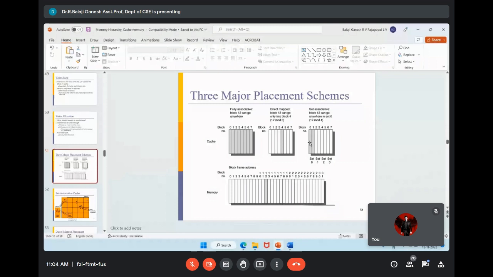Now we want to decide in which cache block the 12th block of main memory can be placed, and the formula is the main memory block number modulo the number of sets in the cache. In this case there are 4 sets, because 2 contiguous cache blocks form one set. So 12 mod 4. This is how we define the set associative cache memory.